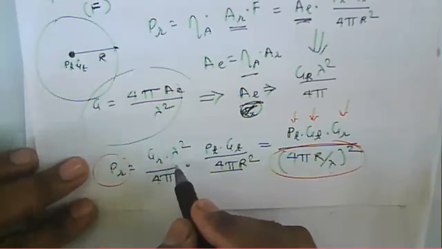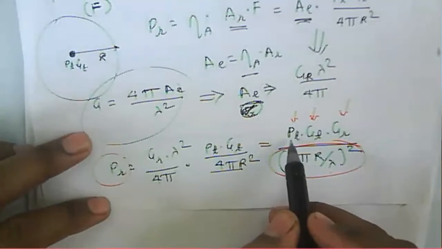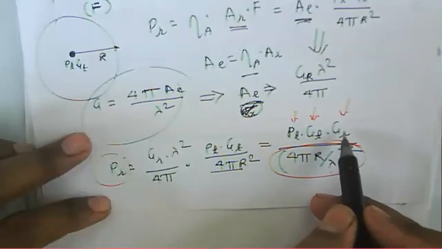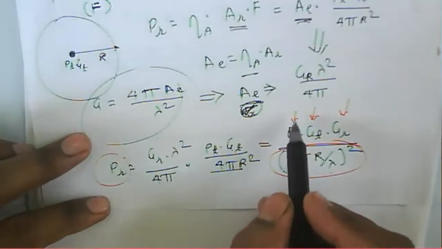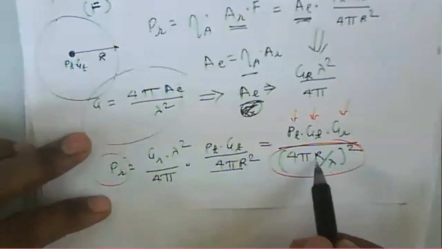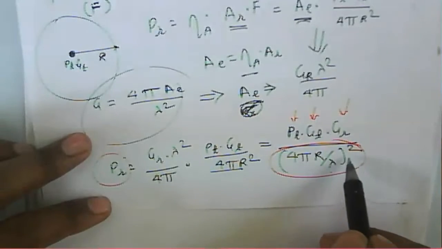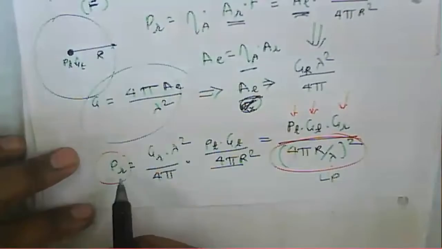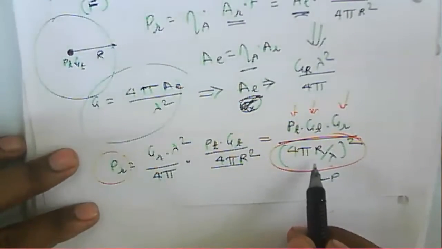Now simplify this term. We'll rewrite the equation: transmitted power, transmitting antenna gain, receiving antenna gain, divided by 4 pi r by lambda. These are the terms 4 pi r by lambda, and that bracket is squared. And that term for the received antenna is nothing but the path loss here.